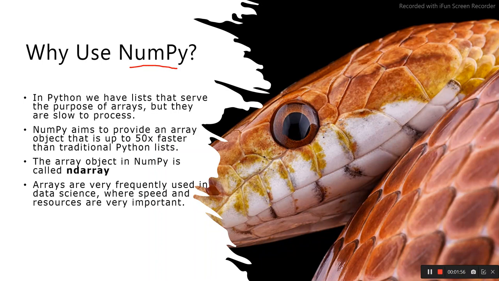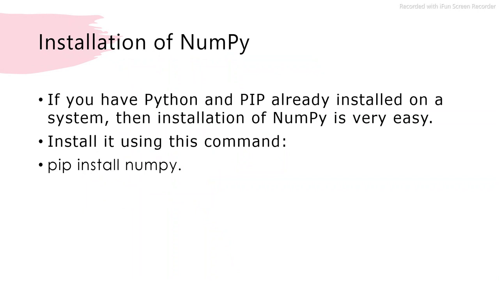As I said already, it is used to create an n-dimensional array; it will support any number of dimensions. So how do you install NumPy? The standard installation command you can use is pip install, then give the package name, that is numpy. This command will install the NumPy package into your Python.